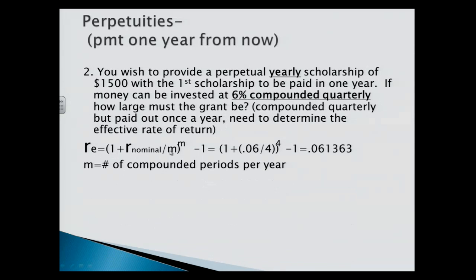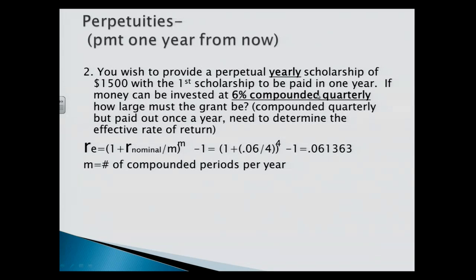So here is our effective annual interest rate. I substituted it in: quarterly, so it's 4, my interest rate. So the annual interest rate I'm receiving is 0.061363. Go to 3 decimals. Okay? That's my annual interest rate.